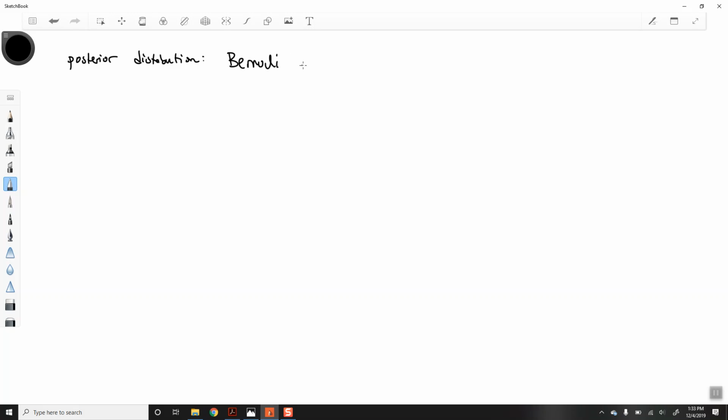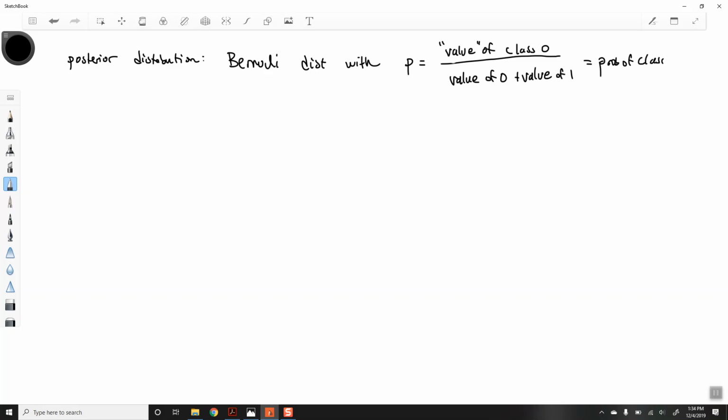Bernoulli distribution, with p equal to basically the probability of class 0 divided by... Looking only at the numerator, I'm just going to call this the value of class 0, and it's going to be value of 0 plus value of 1. And this is going to become the probability of class 0. This value is basically proportional to the likelihood after the fact.